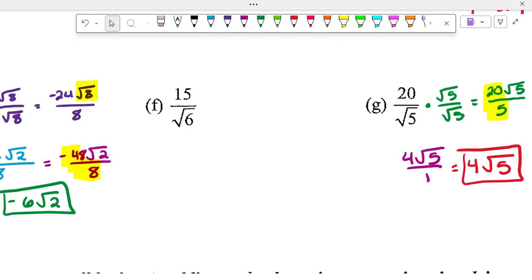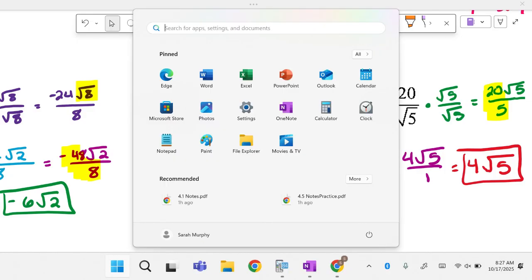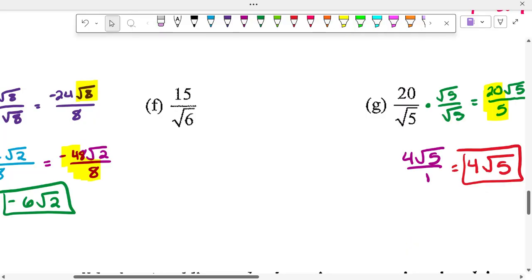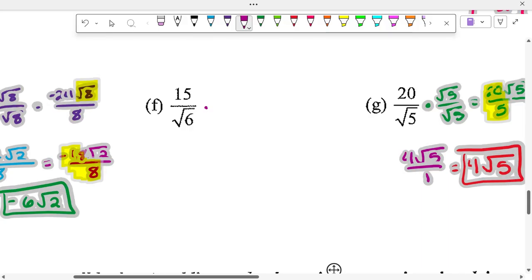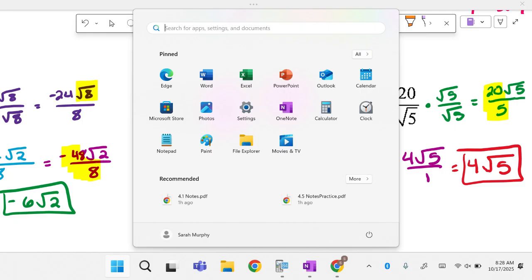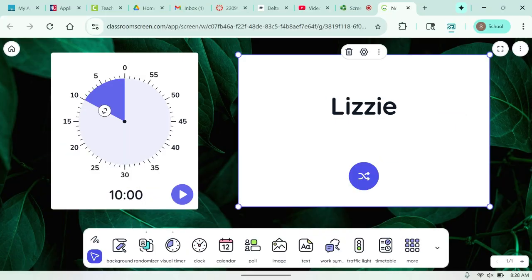All right, thumbs up if you're ready. All right, so let's go with Tyson. What's my first step here? First, you multiply it by the square root of 6, not negative 6. Yeah, you're good. You get 15 square root of 6 over 6. All right, now I'm going to stop you there. All right, what is my next step, Lizzie?